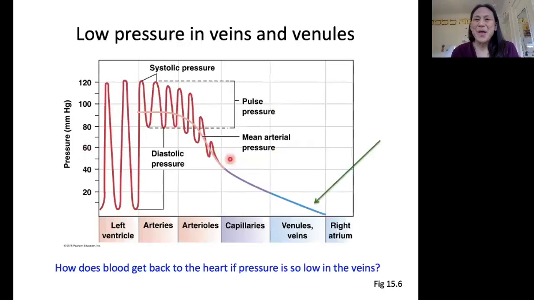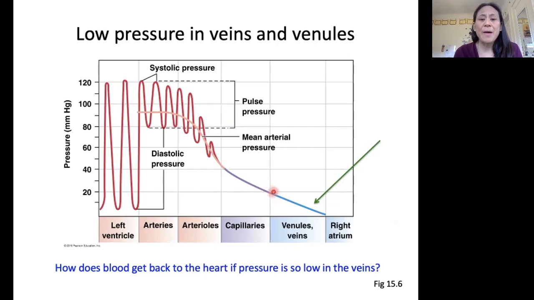All right. One last topic that I want to talk about with relation to blood pressure throughout our systemic circulation is this right here. So remember that we have this drop in blood pressure as we go through our systemic circulation. Again, that is due to friction as the blood moves against the walls of the blood vessels. We lose pressure to friction.